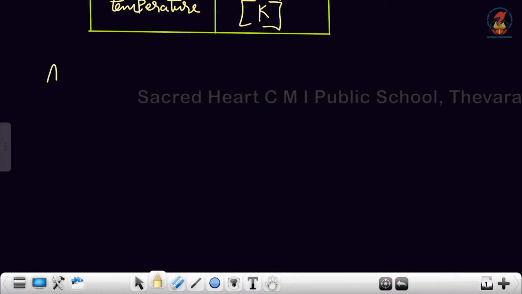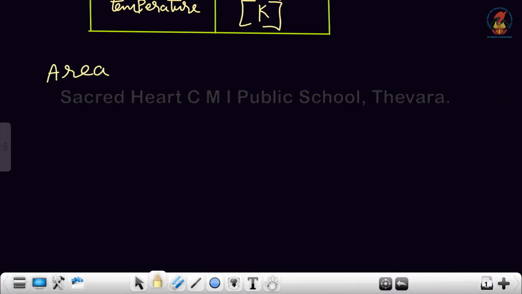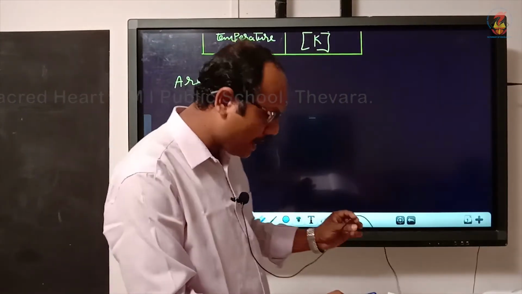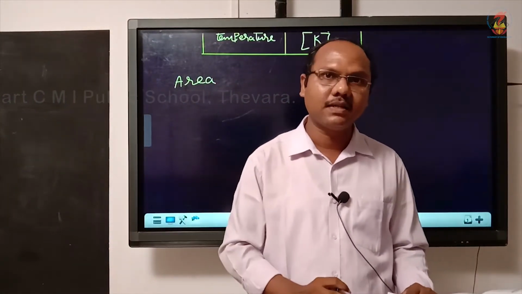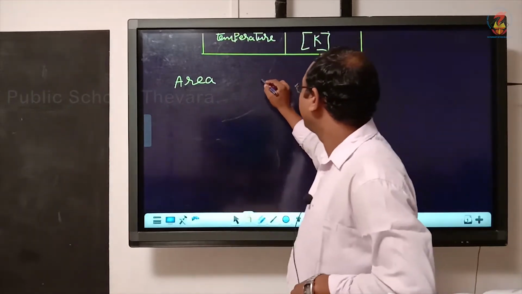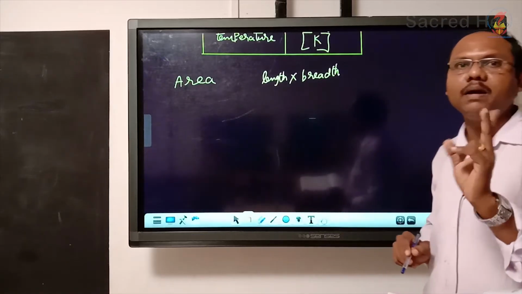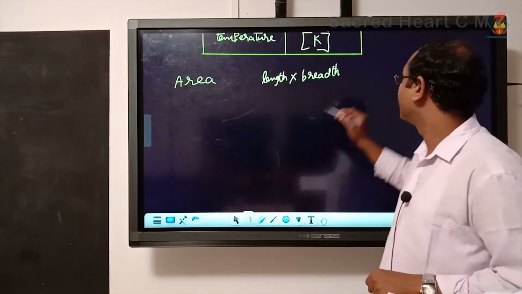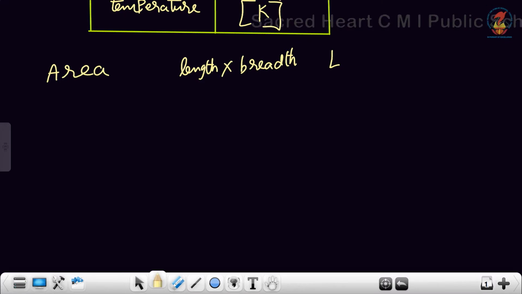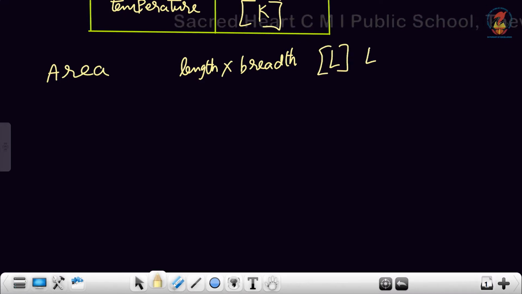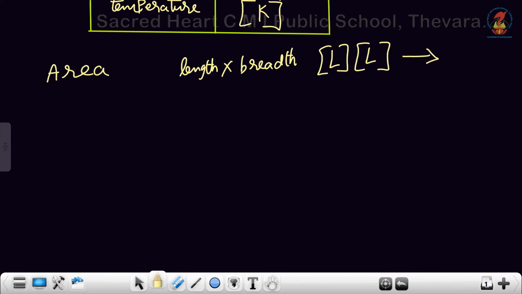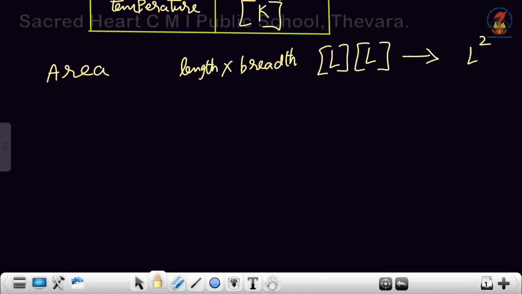So first one is area. Area is length into breadth, therefore I can say length into breadth, which is L into B, but both are length measurements itself. So I will write L into L. So the dimension of area is L square.